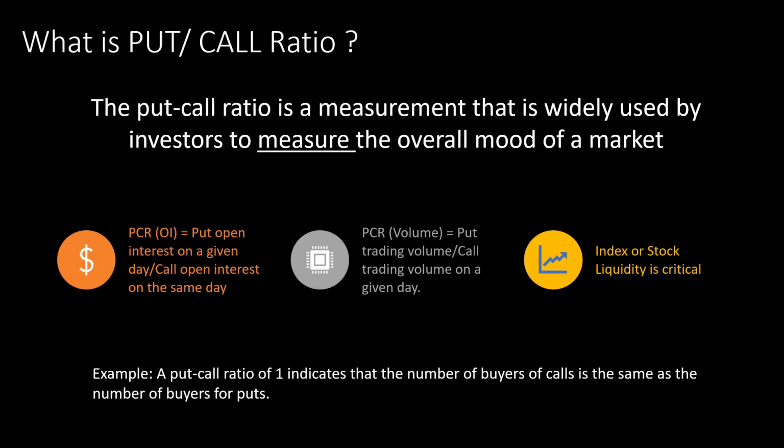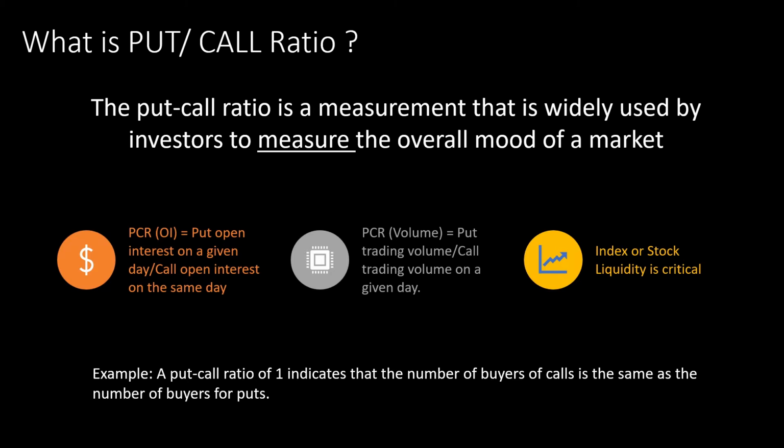While PCR OI represents the stock, PCR volumes represents the flow or shift in the marketplace. While both are used, the PCR OI is normally the stronger indicator of the trends in the market.